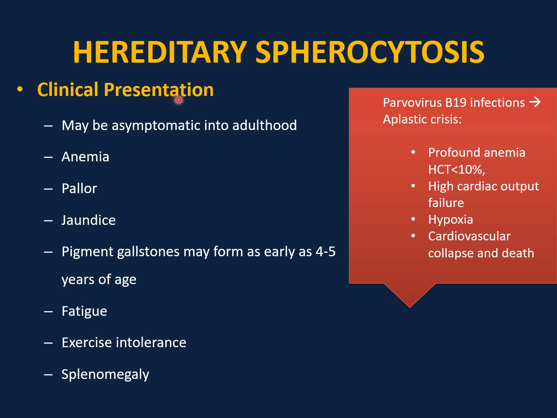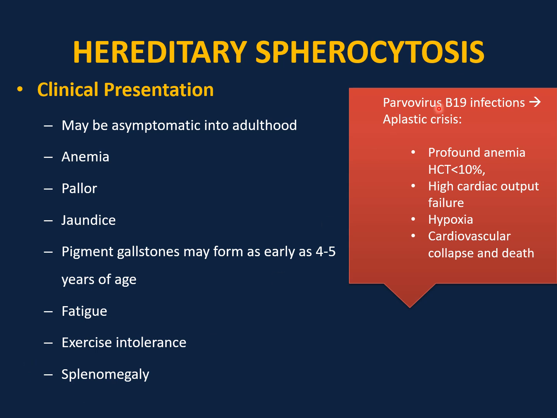Clinical presentation of spherocytosis may be asymptomatic into adulthood. Commonly they present with anemia, pallor, jaundice. The jaundice can be severe during the neonatal period, sufficient to require exchange transfusion. Because of a high level of unconjugated bilirubin, the liver will conjugate this bilirubin to make bile, and the excessive production of bile can be complicated with pigment gallstones. Also they may present with fatigue, exercise intolerance, and of course splenomegaly.